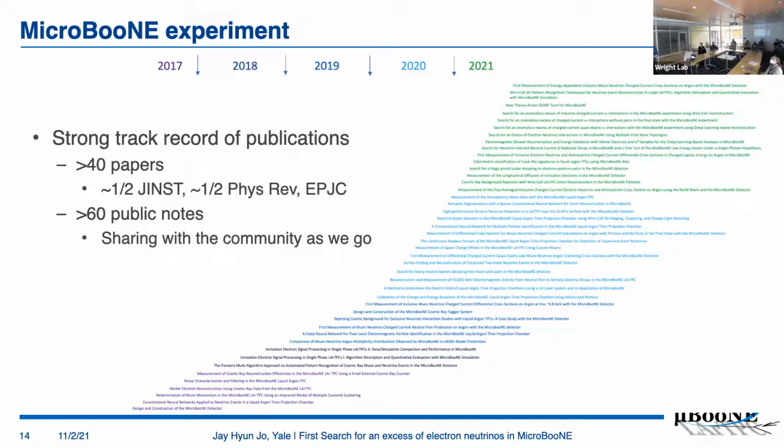So this is the list of our publications from 2017 up to date. You can see that we have a lot of papers on detector physics, and we also recently started to produce a lot of physics research, including cross-section measurements, but of course our recent research on the low energy excess.